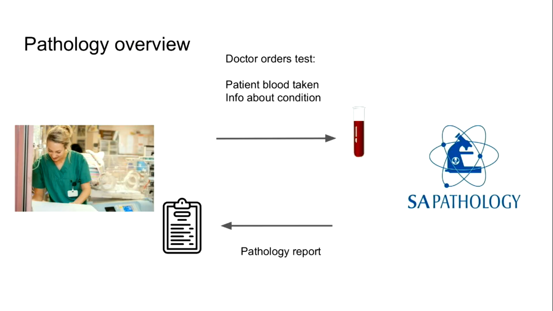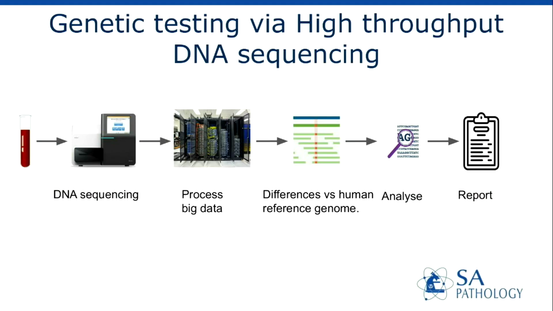How pathology works is basically the clinician sends an order to the pathology company. SA Pathology is the public service provider for pathology in South Australia. We take blood, we take information, and we send back a report that informs the clinician's decisions on what to do. That's how it worked for things like blood concentrations of calcium or something.